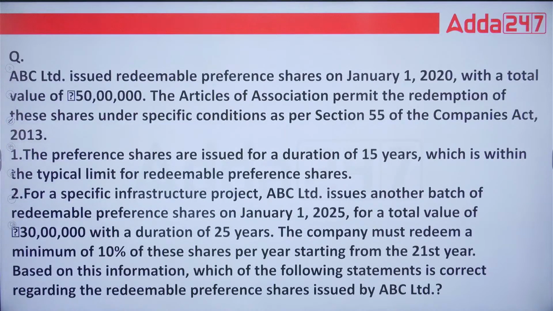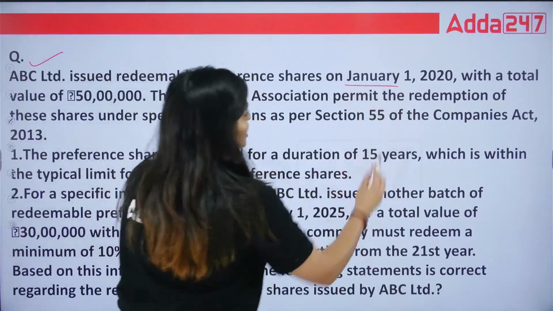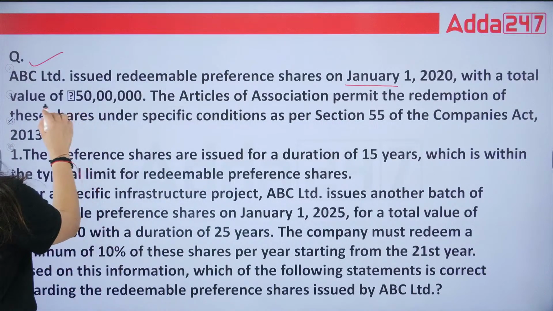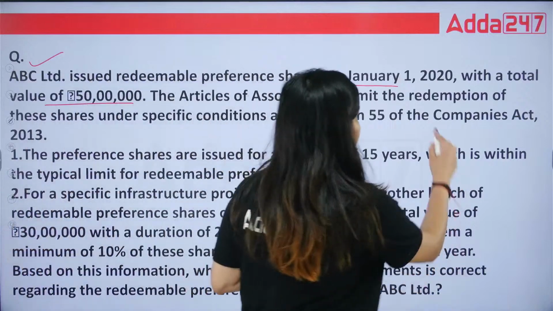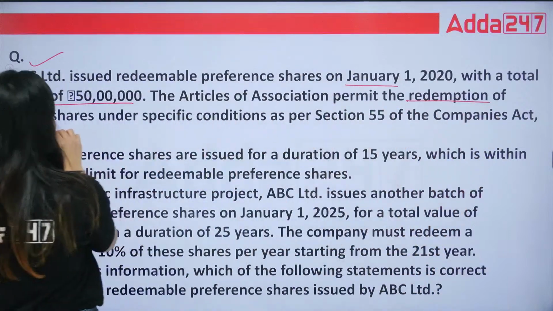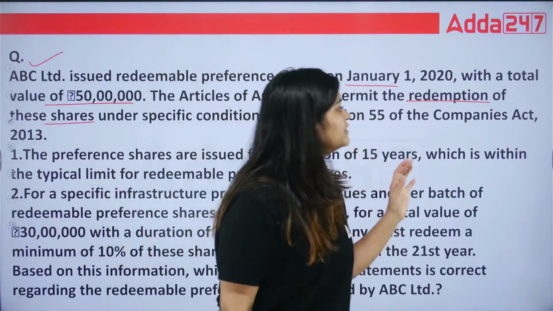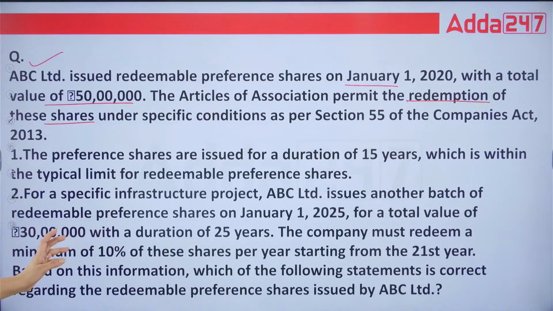Let's see the next question. ABC Limited issued redeemable preference shares on 1st January 2020 with a total value of 50 lakh. The articles of association permit the redemption of these shares under specific conditions as per section 55 of the Companies Act 2013. Let's see. A, first option.